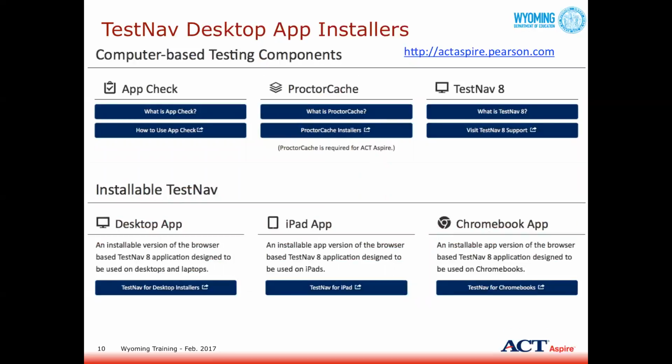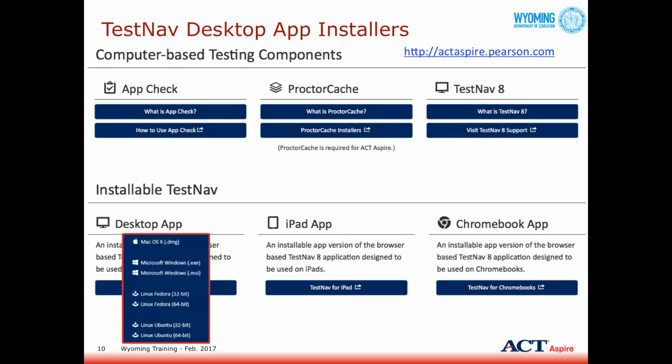Okay, now we get down to talking a little bit more about TestNav and the desktop app installers. So again, I'm going to continue to reference this. This is the technology landing page, again at act-inspired.pearson.com underneath the technology setup tab. And on the second half of the page is actually the installable TestNav sections. So if you are installing the TestNav app on a desktop, whether it be Windows or PC, you can click on that particular button, and it gives you various options there.